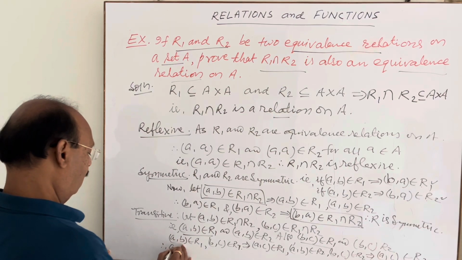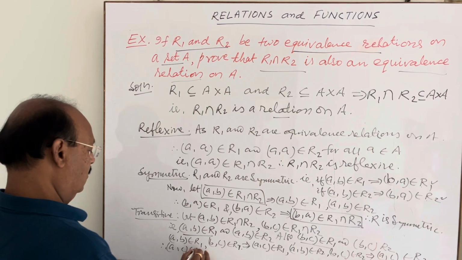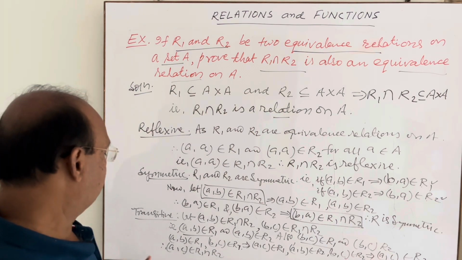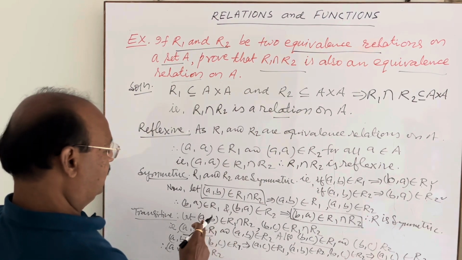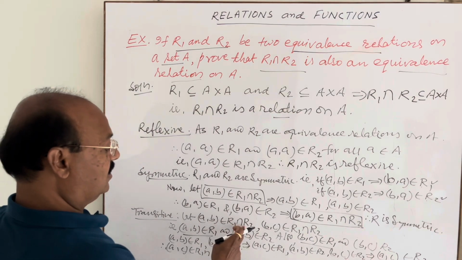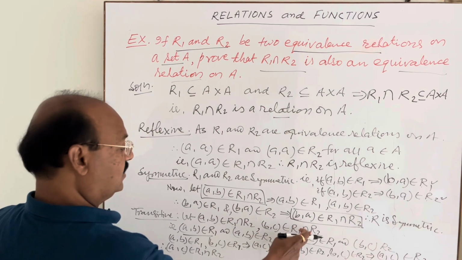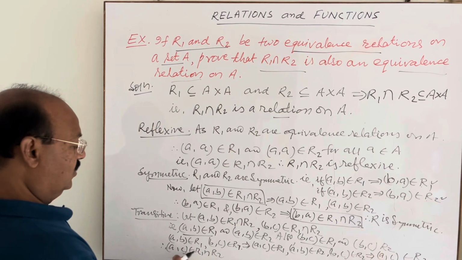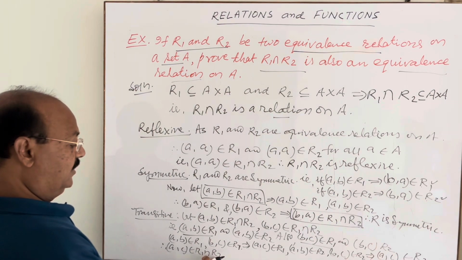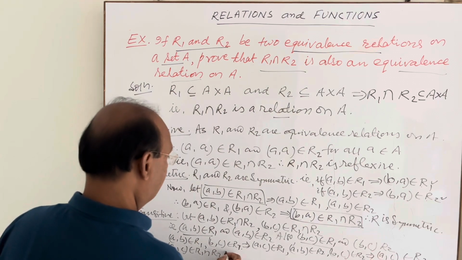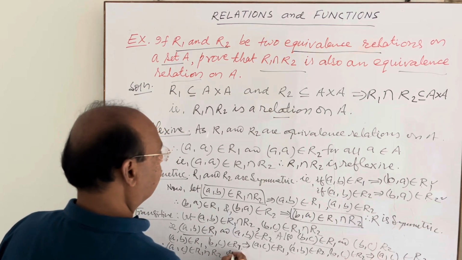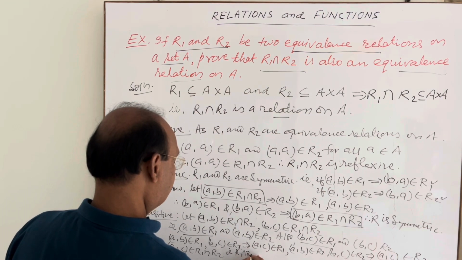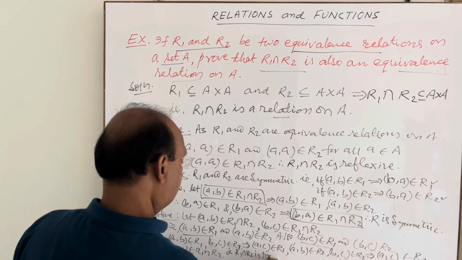Therefore, (a, c) belongs to R1 intersection R2. We started from the statement that (a, b) belongs to R1 intersection R2 and (b, c) belongs to R1 intersection R2, and we arrive at the result that (a, c) belongs to R1 intersection R2. It means R1 intersection R2 is transitive. Therefore, relation R1 intersection R2 is transitive.